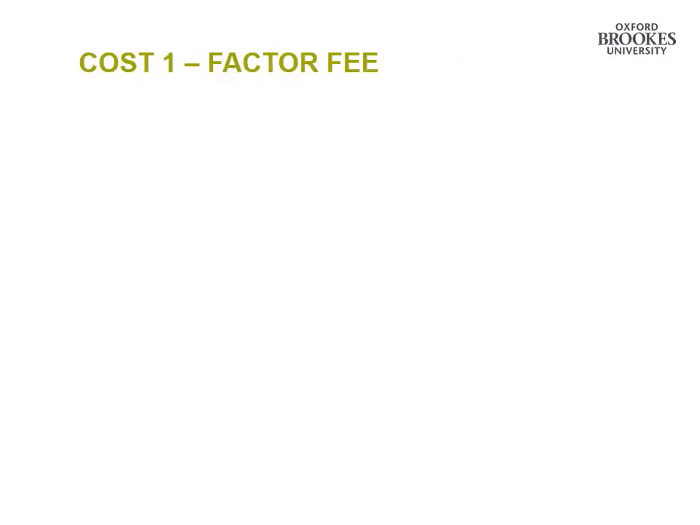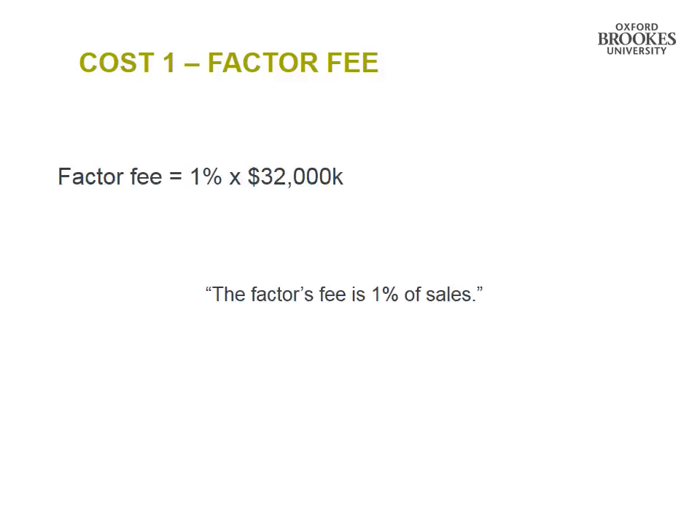Now let's move on to the factor fee and the cost on the right hand side of our listing. Again, this is very straightforward. The factor fee is 1% of sales, so that's 1% of 32 million, and that equals 320k.